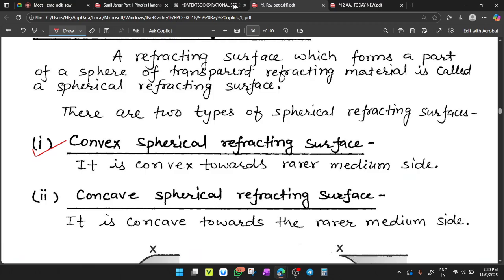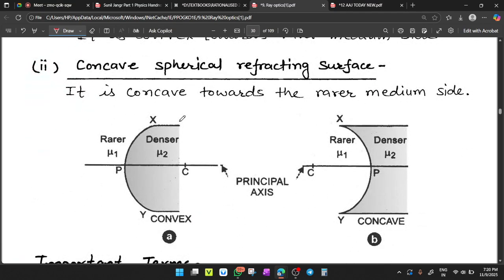The concave spherical refracting surface is concave towards the rarer medium side. So make these two diagrams very clear in your copy. First is the convex spherical refracting surface. The center point of the refracting surface is called the pole. The refracting surface is a part of a sphere, and the center of that sphere is called the center of curvature. For both of them, they have a center of curvature, and on the side of the center of curvature, they will have a focus.